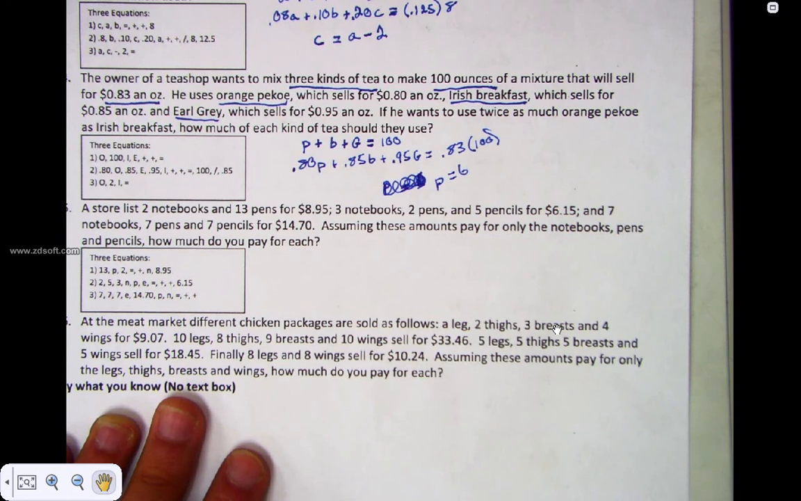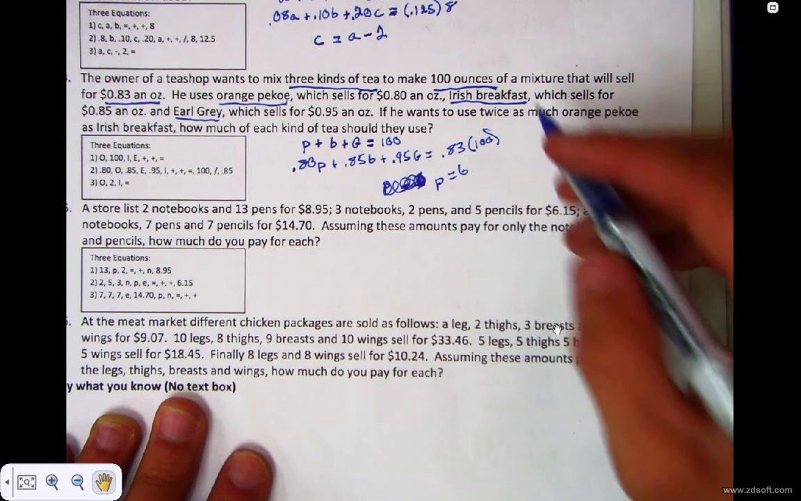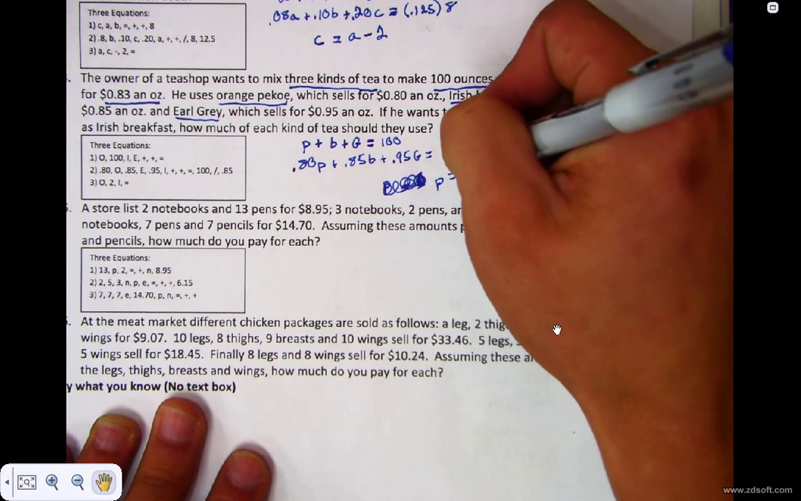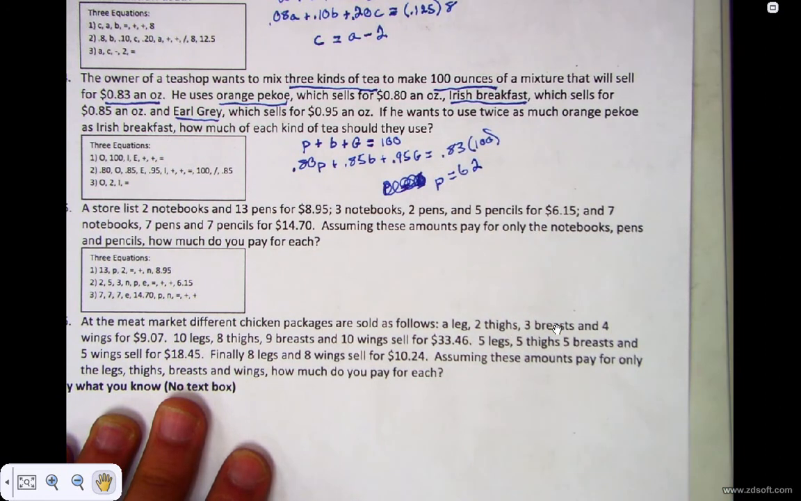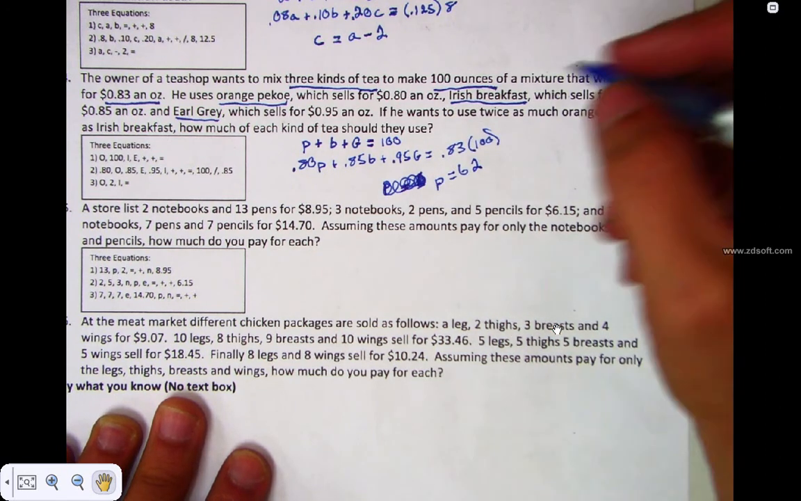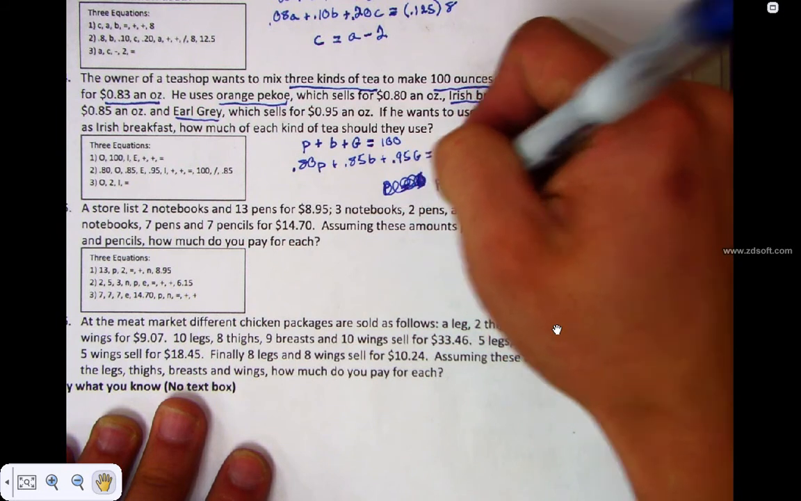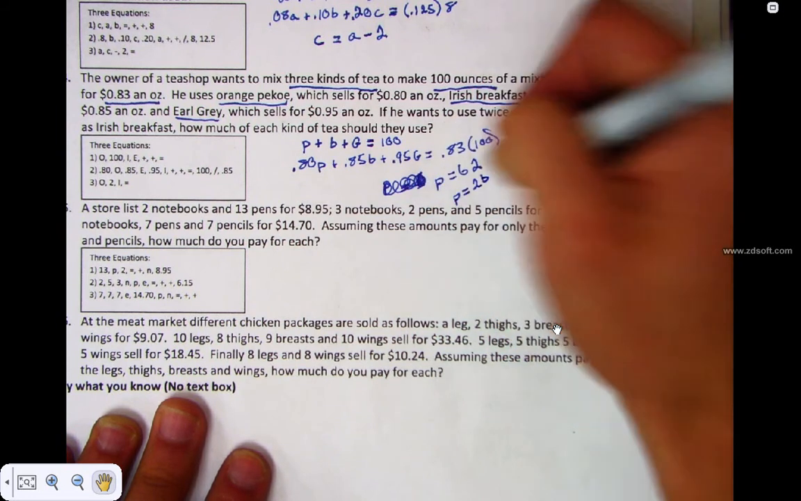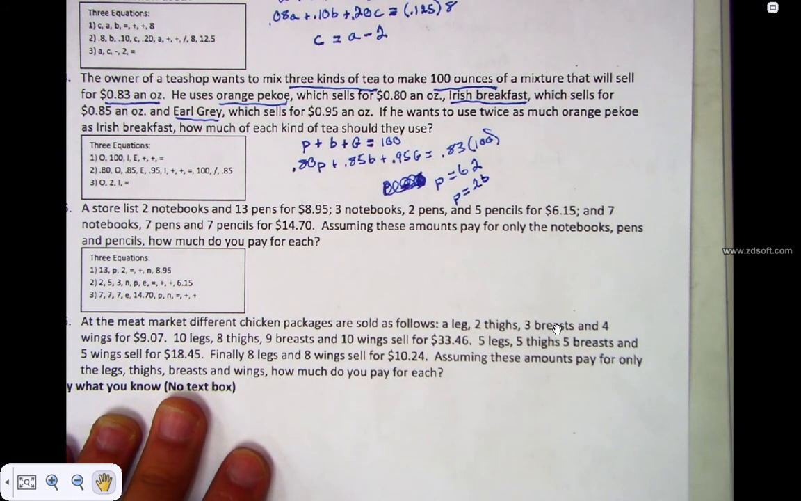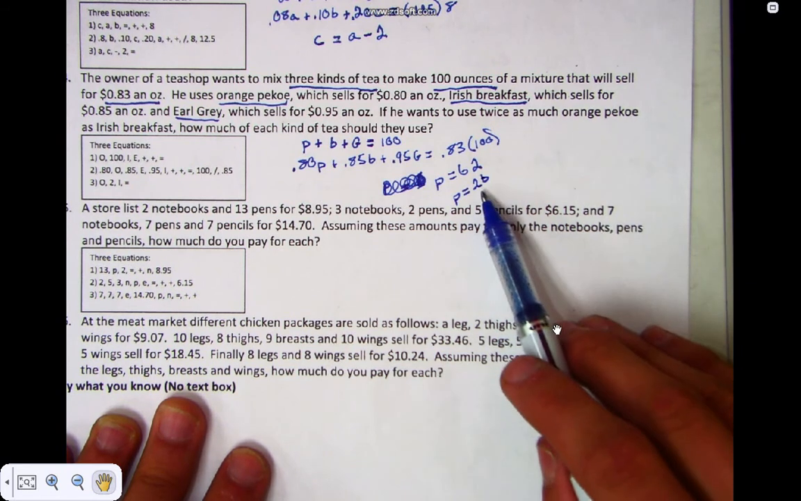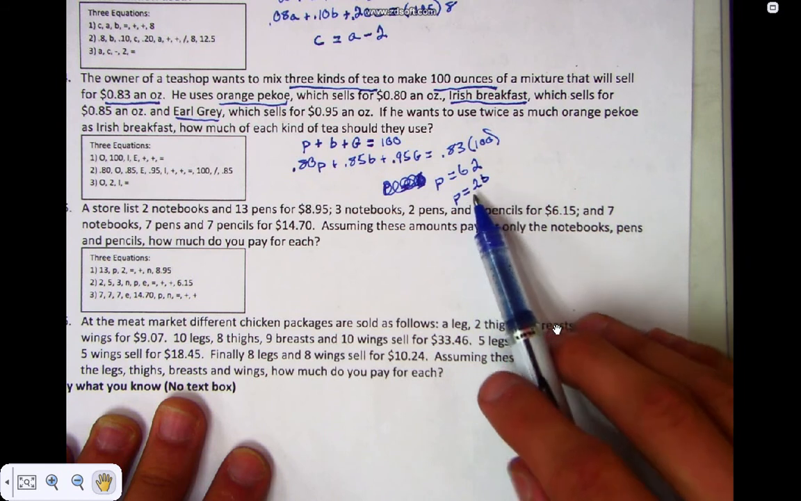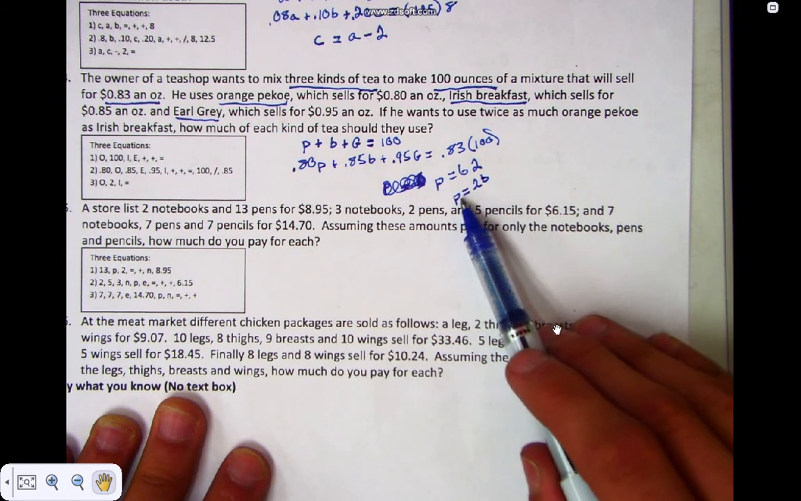Now it says I want to use twice as much orange pekoe as Irish breakfast. So if that's the case, then however many Irish breakfasts I have, I need to multiply it by 2 to find out my orange pekoe. Now that probably looks confusing to some people, because most people are used to seeing it like this: 2B. Those are the exact same thing, two ways of writing the same thing. For every B, I have 2Ps. 2 times B equals the amount of Ps that I have.